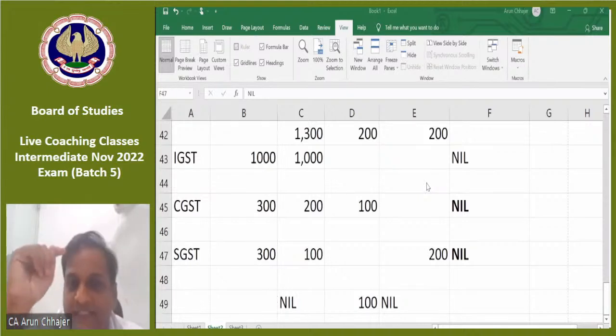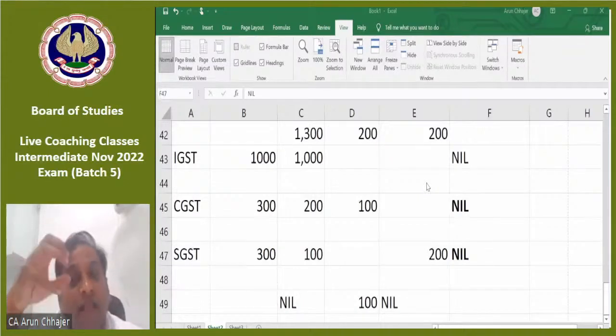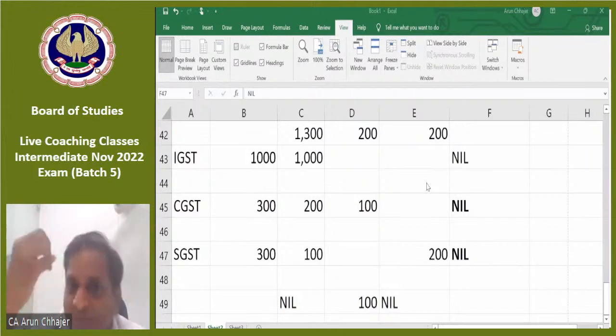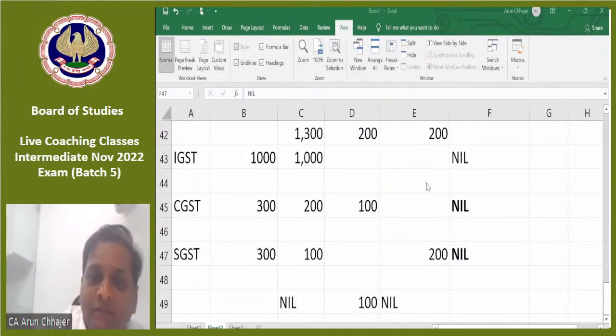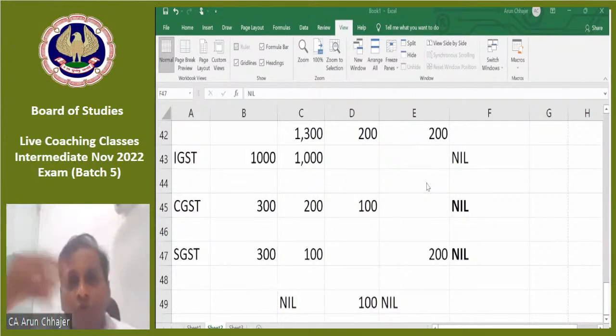Now, like Karthik is saying, absolutely correct. It can be given in any order, in any manner, whatever manner you want. What can be the other possibility? Instead of 200 from IGST to CGST, it can give 200 to C and 200 to S. It can go in any order, any manner.